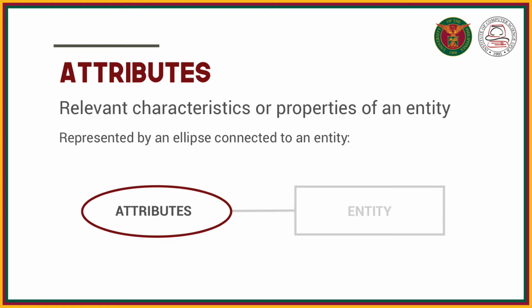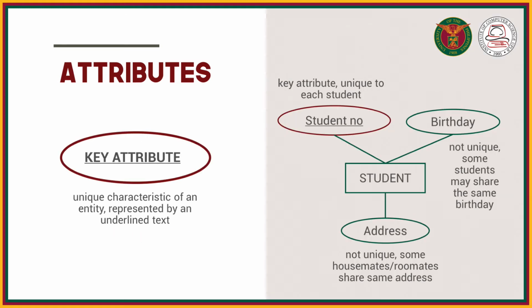This is represented by an ellipse connected to an entity. In this example, we have the entity student, and we listed three attributes. A student has a student number, a student has a birthday, and a student has an address. We can list more attributes depending on the context of the problem, but in this particular problem, we just listed three.